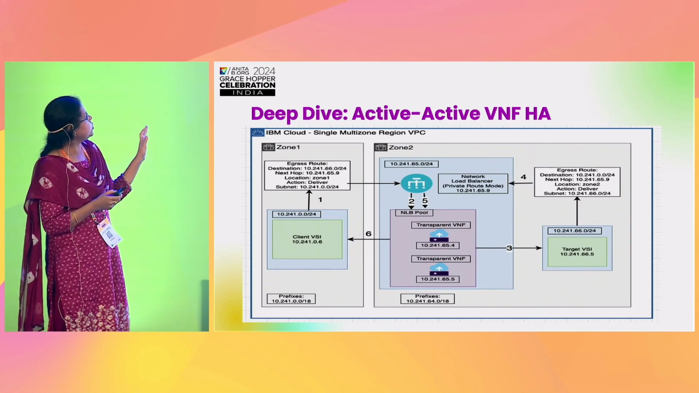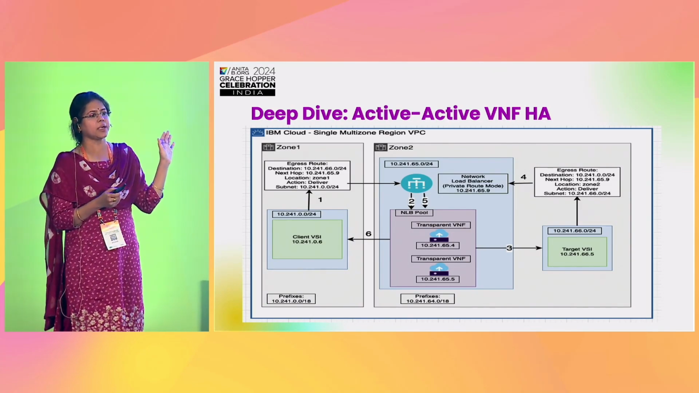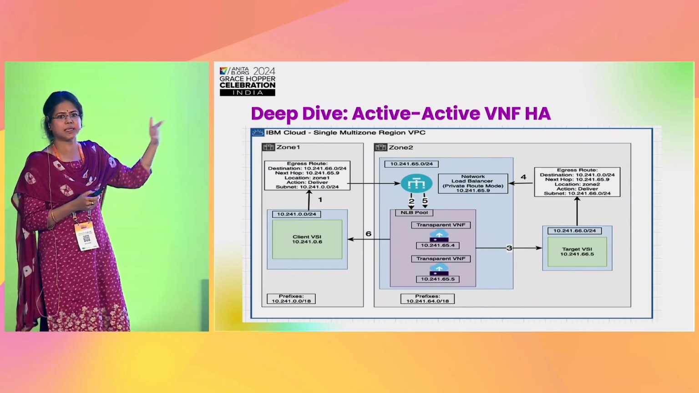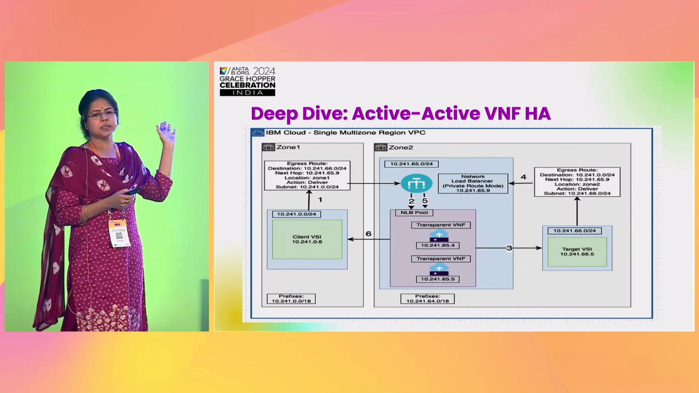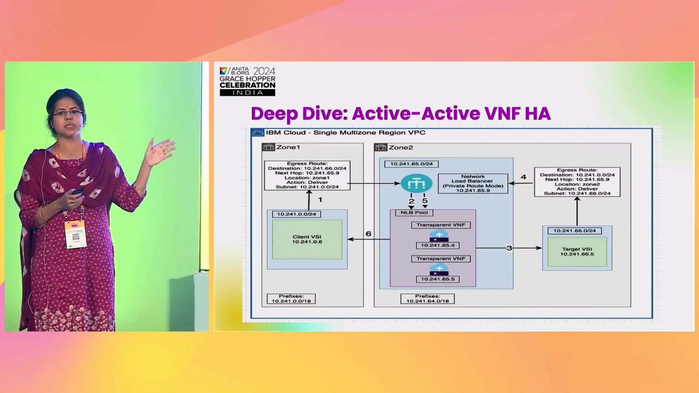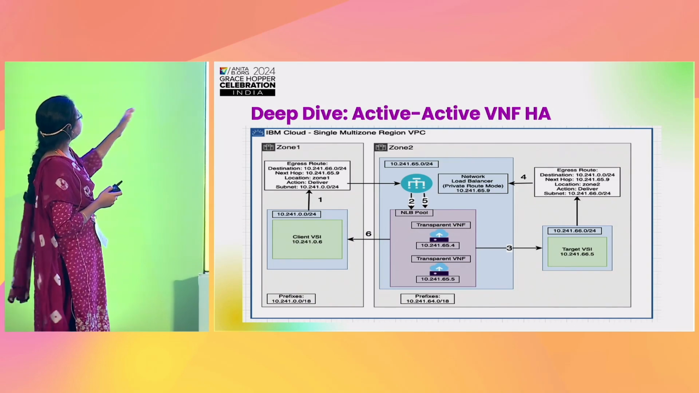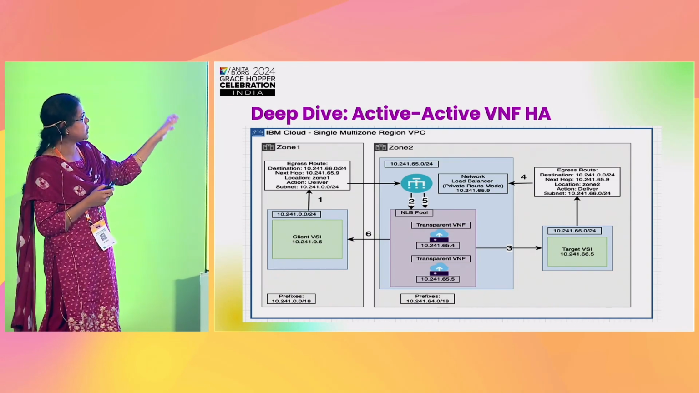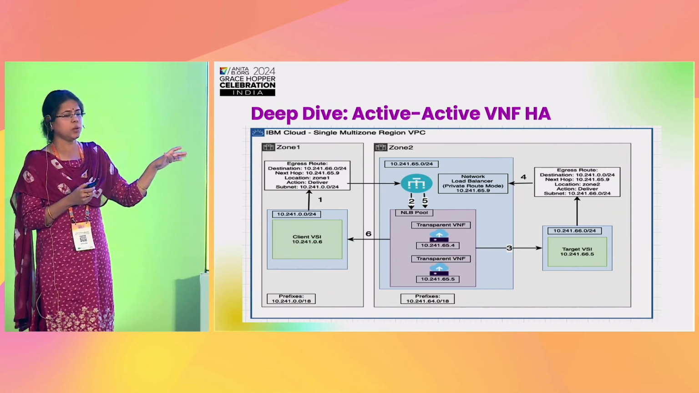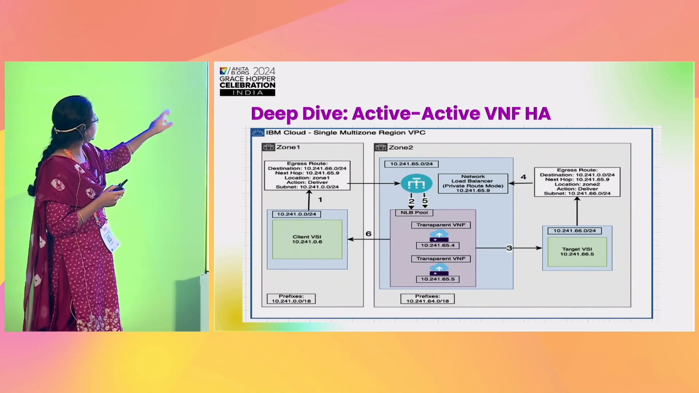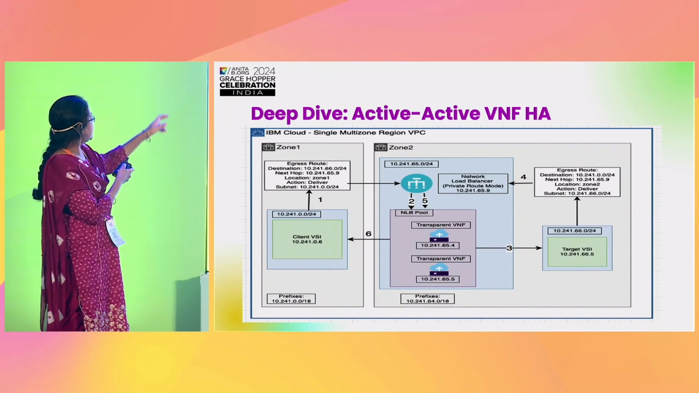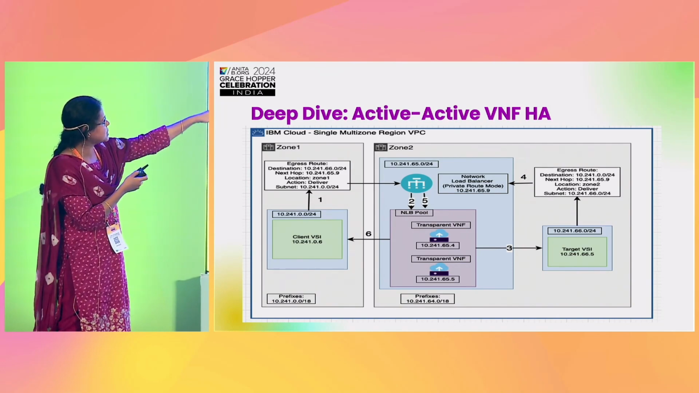Okay, so now we will see how the active-active VNF works in a cloud environment. So far we have seen the theory part. Now let's see the architecture diagram and how it works in a cloud environment. Here you can see that this is IBM Cloud, and inside IBM Cloud we have a virtual private cloud. In the virtual private cloud we have a client virtual server and a target virtual server, and in between the client and target there is a VNF.